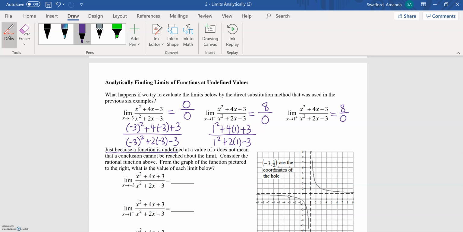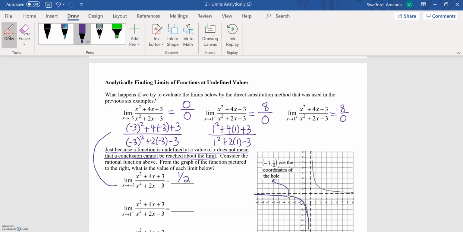However, just because a function is undefined at a value of x does not mean that a conclusion cannot be reached about the limit. So let's look at this function again, but let's look at the graph of this function and see if we can evaluate these limits this way. As I'm approaching -3, I'm going to trace the graph from the left, and then I'm going to trace my graph coming in at the right. And it does appear that a limit exists. As I approach -3 from both sides, I'm trying to reach that hole, and the coordinates of that hole are up here. So it looks like I'm trying to reach a y value of 1/2. So I would say this limit is 1/2.